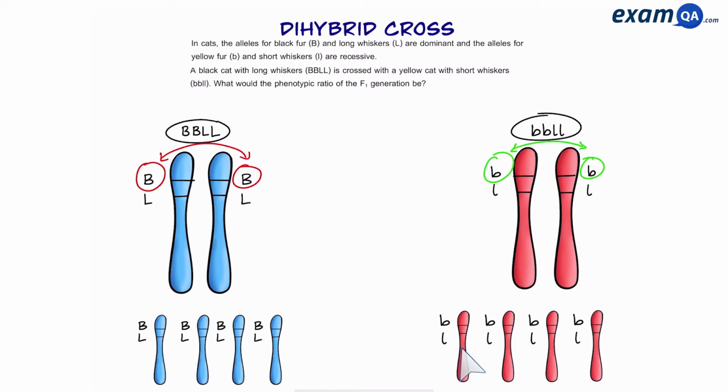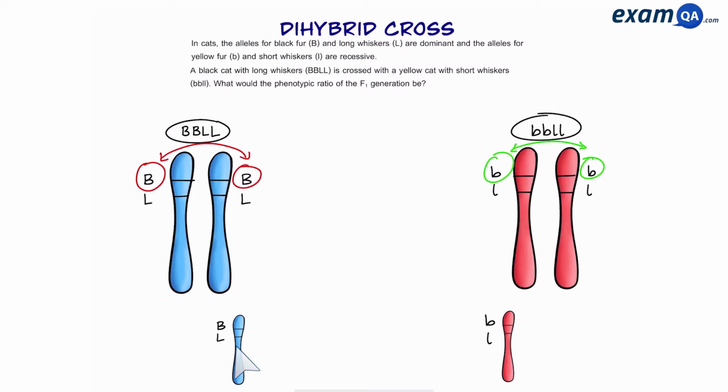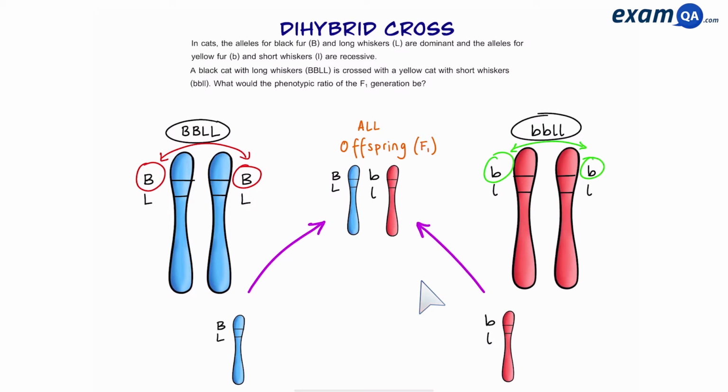Now you might have noticed, this is not similar to the previous video. In fact, each cat only produces one unique type of chromosome, so we don't need to make a 4x4 table. The only combination that we're going to get will be the following. So all the children will have a big B with a big L followed by a small b with a small l in their genotype. So they're all going to be black cats with long whiskers, however, they're going to be heterozygous.